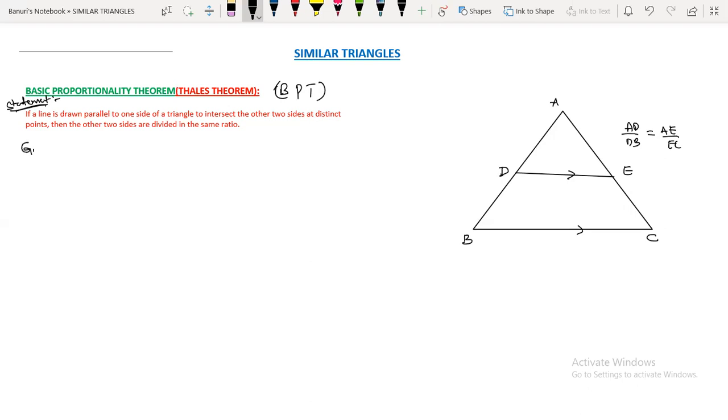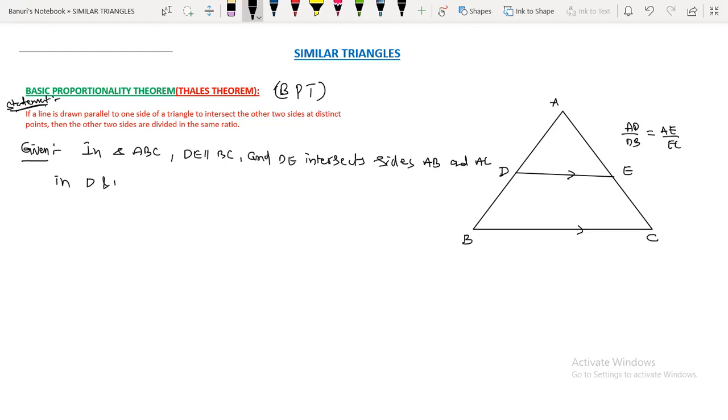So let's see what they are given. We have to write the theorem in this way in the exam also. So in triangle ABC, DE is parallel to BC. This is given, and DE intersects sides AB and AC at D and E respectively. So this is what they are given.